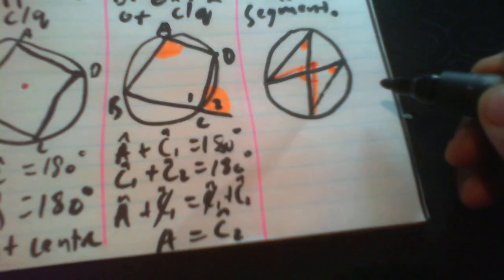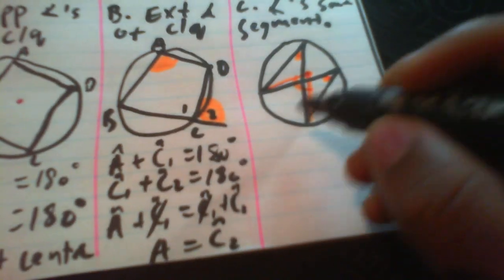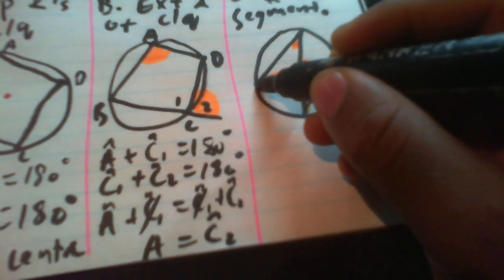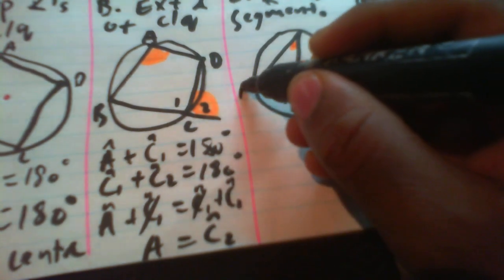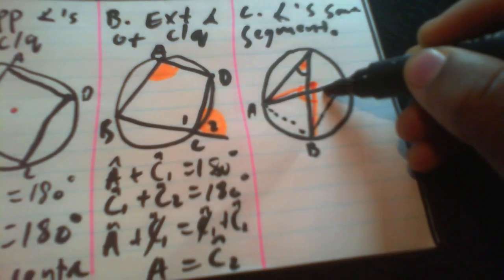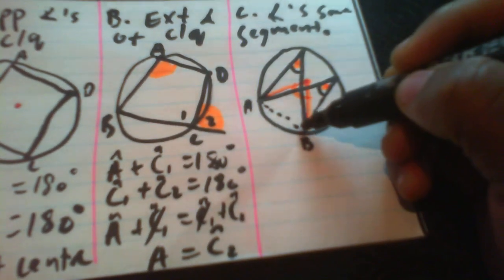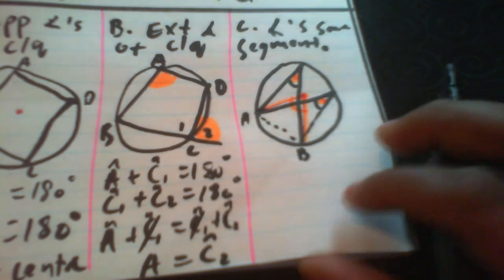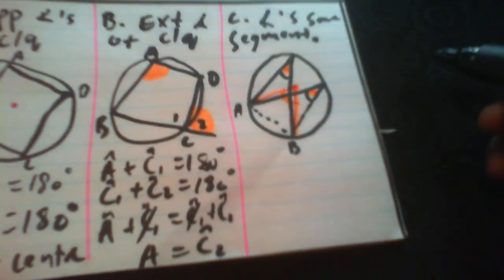So with this one, you can also have other variations, because you are basically having this chord here. I'll call it chord AB, subtending that angle and that angle. So you have chord AB subtending this angle and that angle there. That makes it equal via angle at the center.